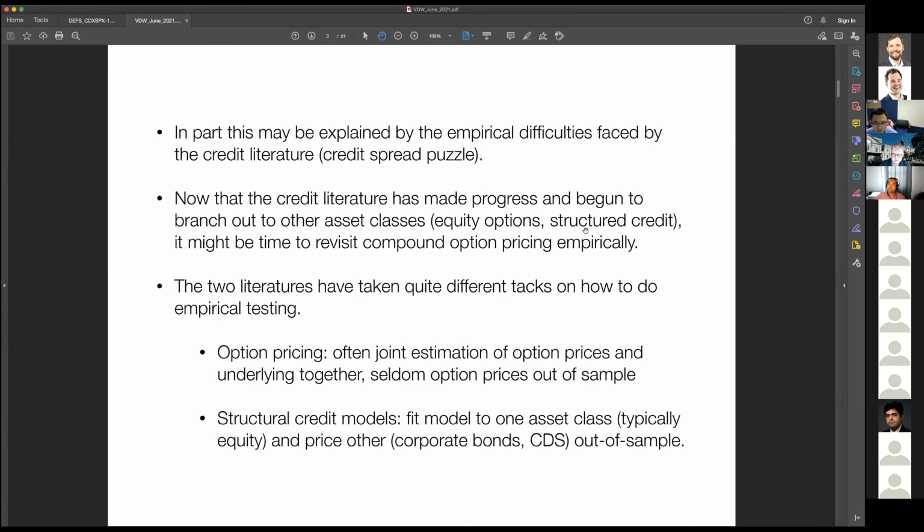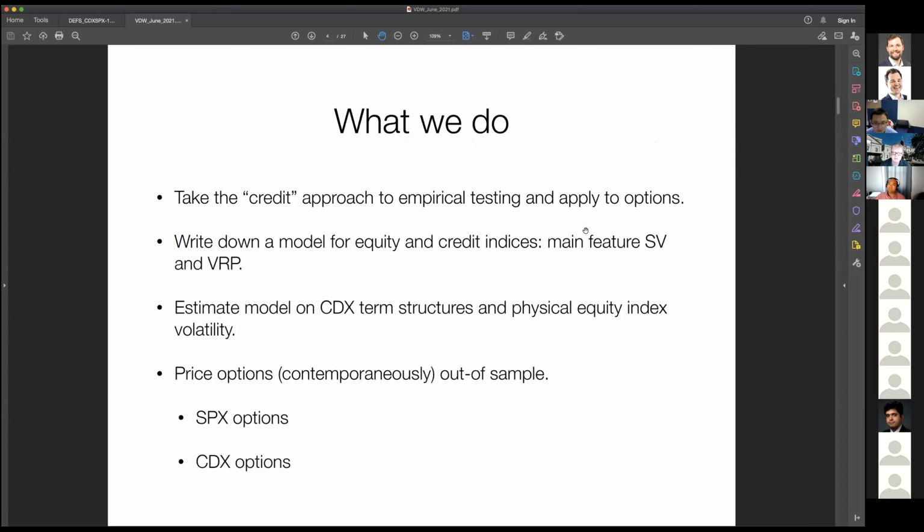And essentially, one way of pitching what we're going to be doing is to say that we're going to take the credit approach to empirical testing and use it on options and see what happens.